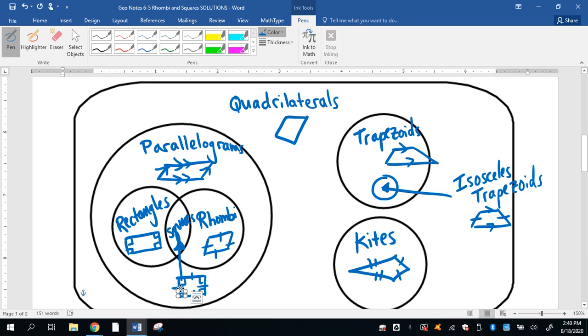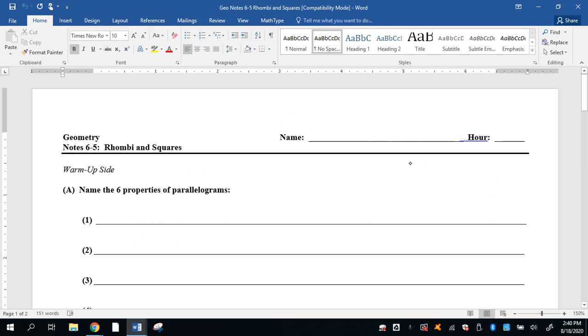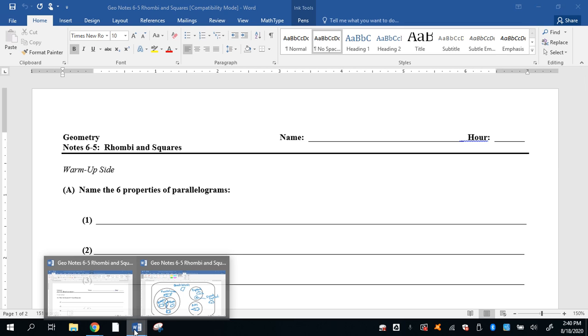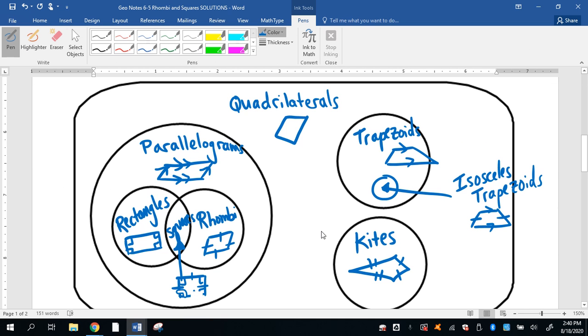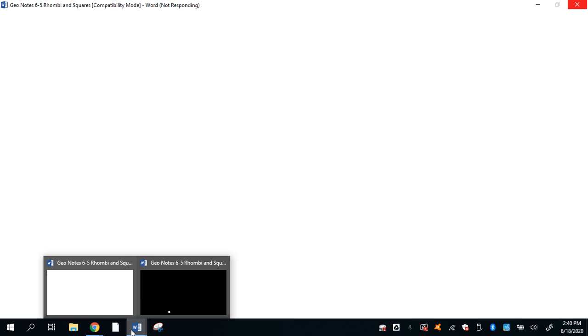A trapezoid is a quadrilateral with 1 pair of opposite parallel sides. And a specific type of trapezoid is an isosceles trapezoid, which is a trapezoid that has 1 pair of opposite congruent sides. And it's the sides that are not parallel. And then finally, our kite is a quadrilateral with 2 pairs of consecutive congruent sides. Okay, so that's it from the first side, and let's go to the back side at this point and fill this out. And I'm having some difficulties with Microsoft Word.